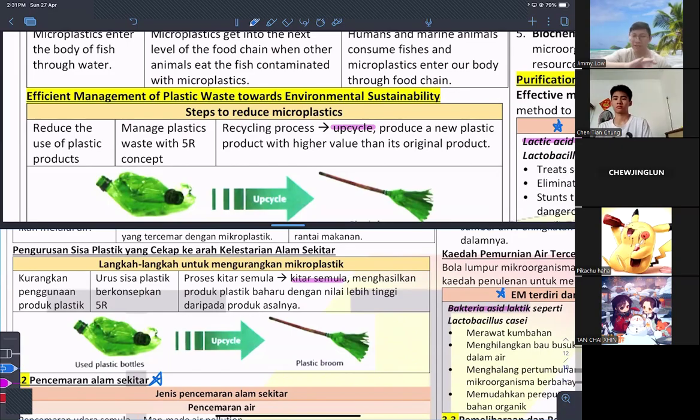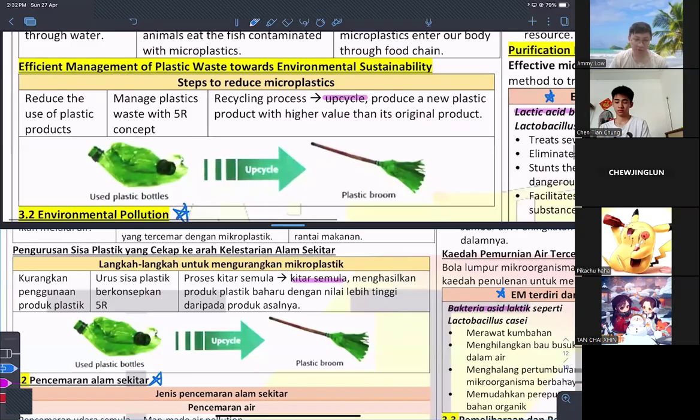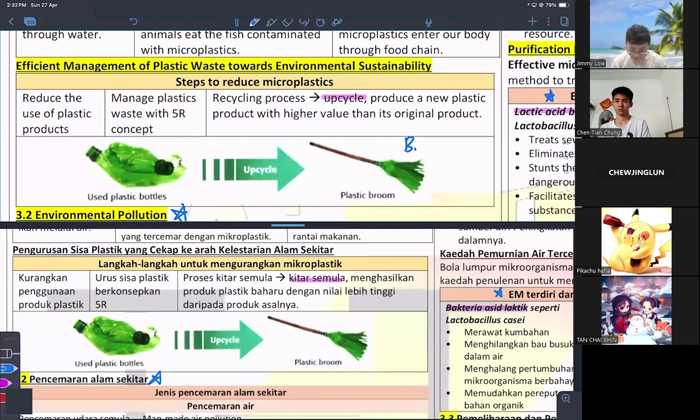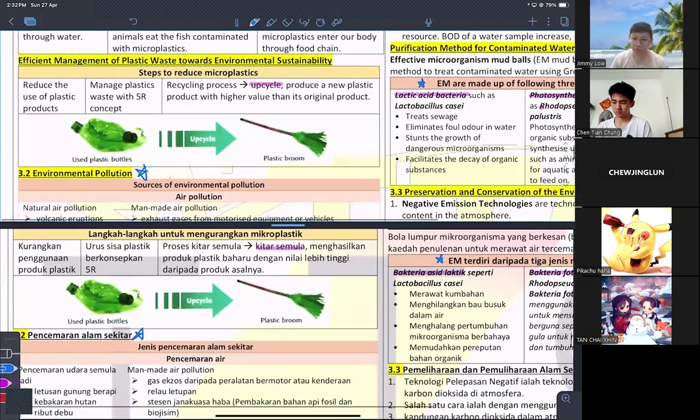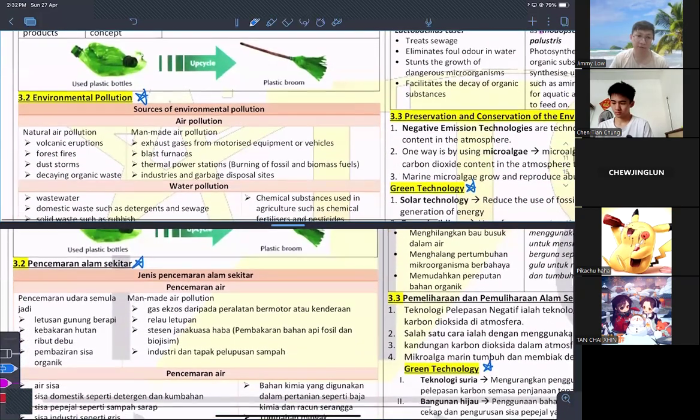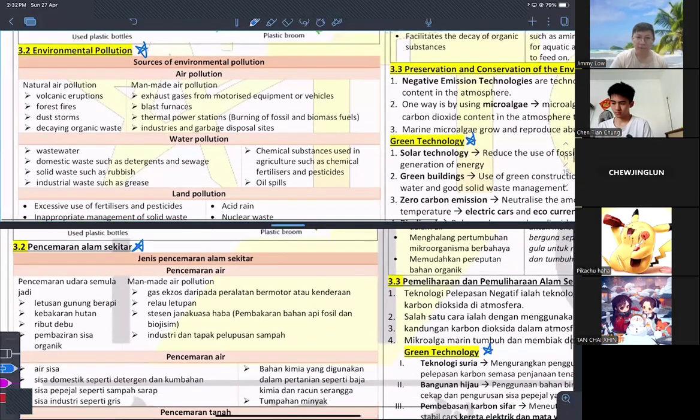Even in any of your Form 5 exams, as long as it is science, for Bahagian B, the last question, they will ask you to sketch something. Most likely it will be your upcycle stuff. Later we'll go through some of the questions here, to tell you how to deal with the upcycle stuff.